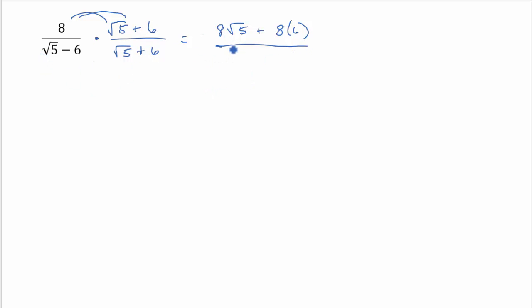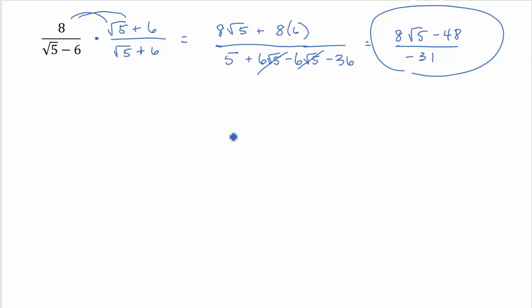The square root of 5 times the square root of 5 is just 5. Outer, the square root of 5 times 6 is 6 square roots of 5. Inner, negative 6 times the square root of 5 is negative 6 square roots of 5. And last, negative 6 times 6 is negative 36. See how these cancel? Alright, so we have 8 square roots of 5 minus 48 over 5 minus 36 is negative 31. And you can leave it like that, or you could factor out a negative 1 in the front. It just depends on what variation of answer you have in the book. But it's fine with me if you leave it like that.